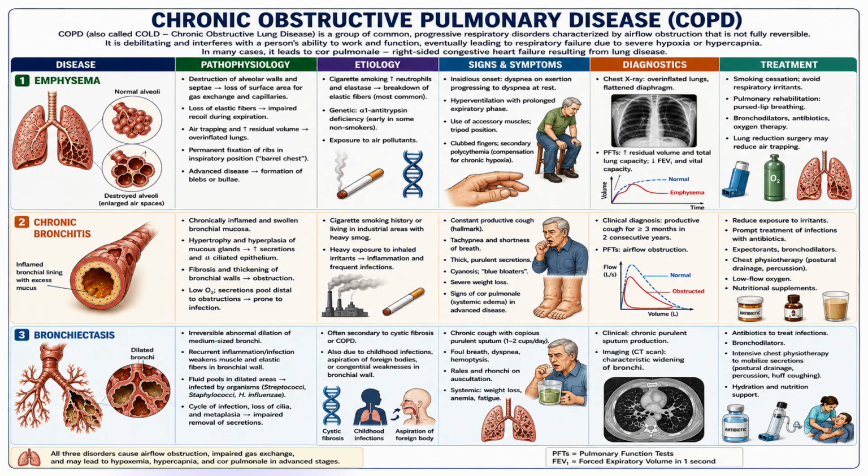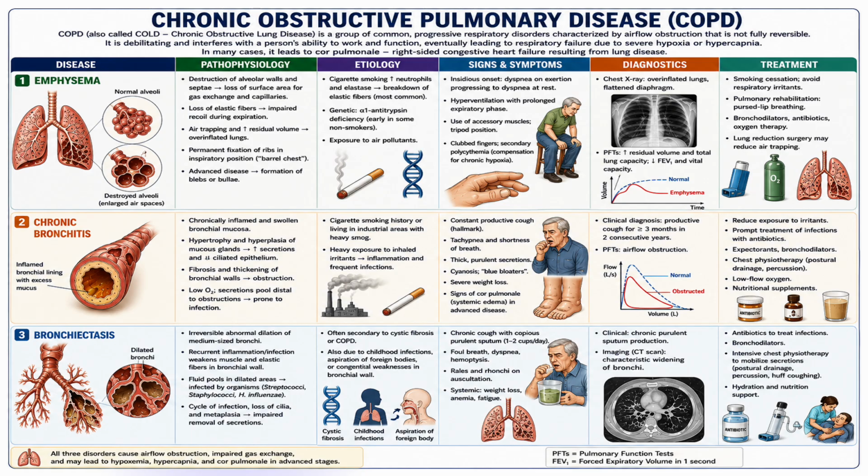It's treated through reducing exposure to irritants, prompt treatment of the infection with antibiotics, use of expectorants, bronchodilators, and chest physiotherapy, including postural drainage and percussion, which helps to break up that thick mucus so people can cough it up. Low flow oxygen and nutritional supplements. Remember, we do not give patients with COPD high flow oxygen because that can kill them.